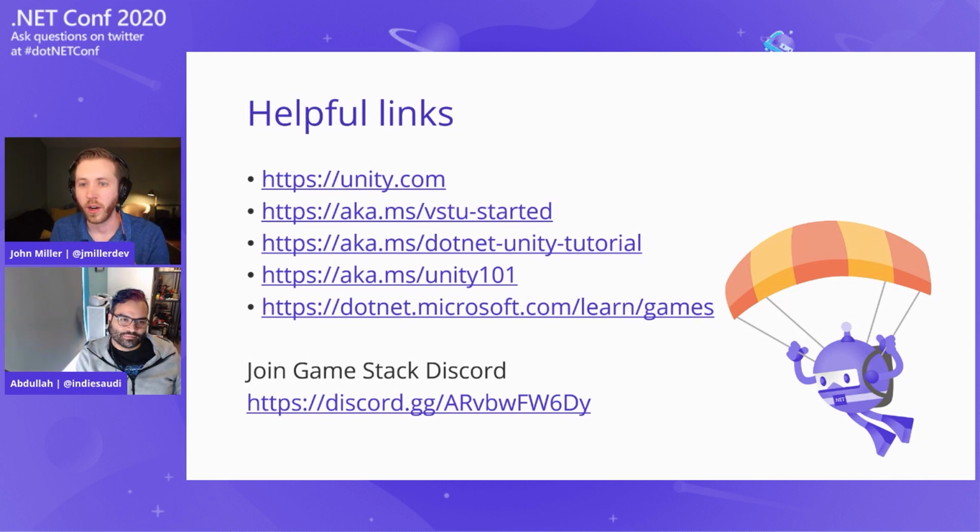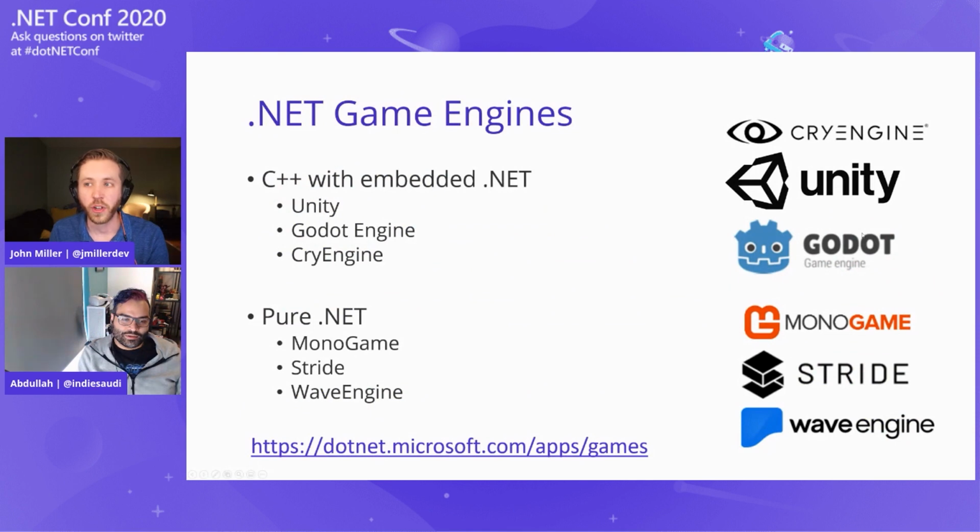And if you are interested in .NET game development, maybe Unity is not the right choice for you, or maybe you're just interested in what else you can do with .NET and game engines. There are also tons of options. Abdullah, do you want to talk about this a little bit? Yeah, so there are multiple types of game engines. Most game engines are built with C++, but they also embed the .NET runtime, like Unity, for example, CryEngine and Godot. And you can use C# to script for those engines. But there are also engines that are completely built with .NET, like MonoGame, Stride, and Wave Engine. And I think Wave Engine and Stride are going to support .NET 5 pretty soon, so that's pretty exciting.